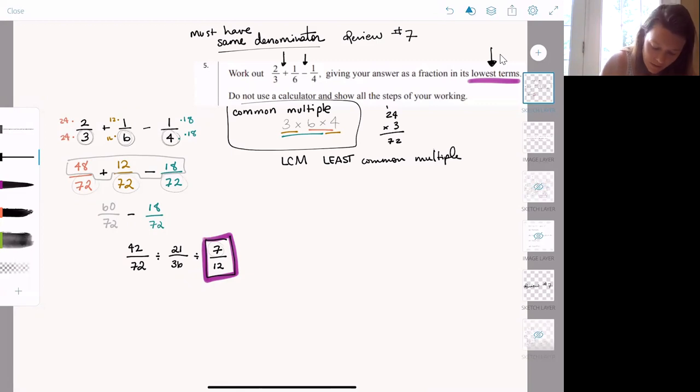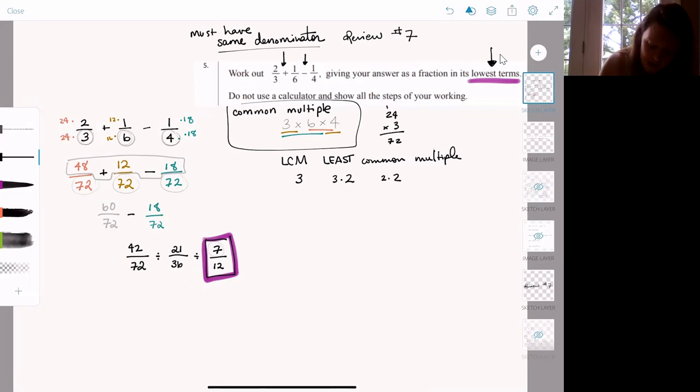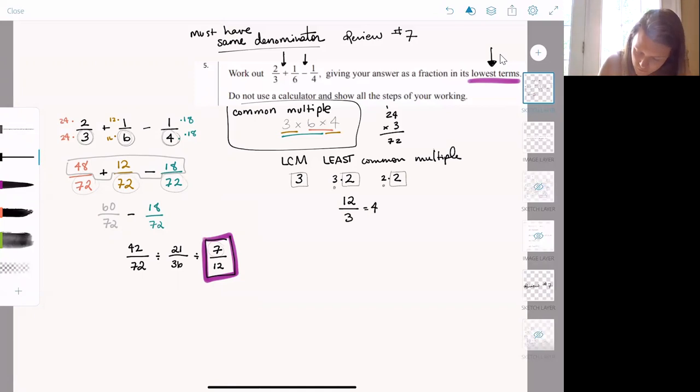And what we do here is, if I have 3, 6 which is 3 times 2, and 4, which is 2 times 2, I'm going to need a 3 in my answer. I've got a 3 here. I'm going to need a 2 in my answer. I've got one here, but I'm going to need a second 2 in my answer. So the least common multiple for these, 3 times 2 times 2, is 12. 12 divided by 3 is 4. 12 divided by 6 is 2. And 12 divided by 4 is 3.